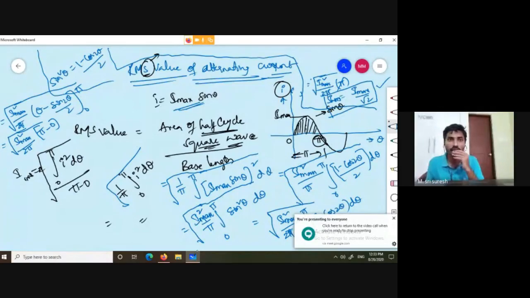Okay, so we obtained the RMS value as I max by root 2. This is the derivation for the RMS value of an alternating current. In a similar way, you will get the RMS value of the alternating voltage. In the same way that I did for current, you have to do it for the alternating voltage. The same answer you will get: V RMS equals Vm by root 2. So this is the RMS value.